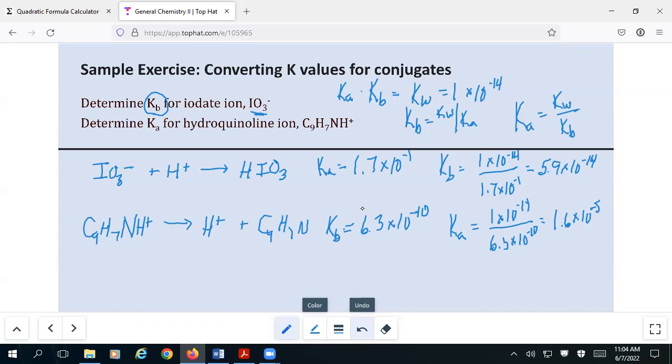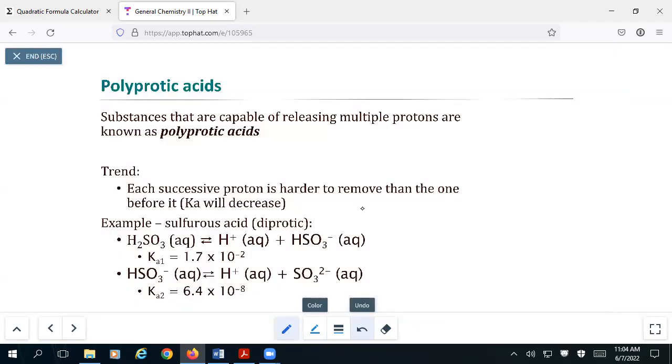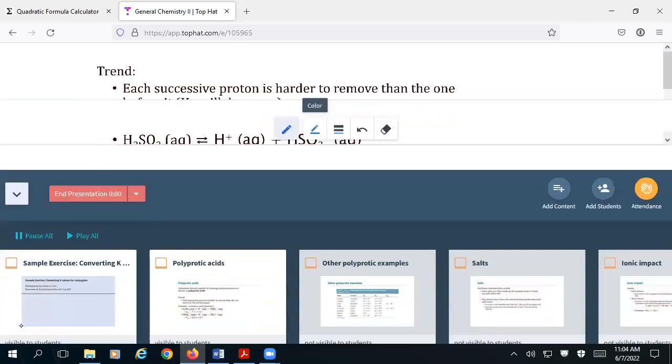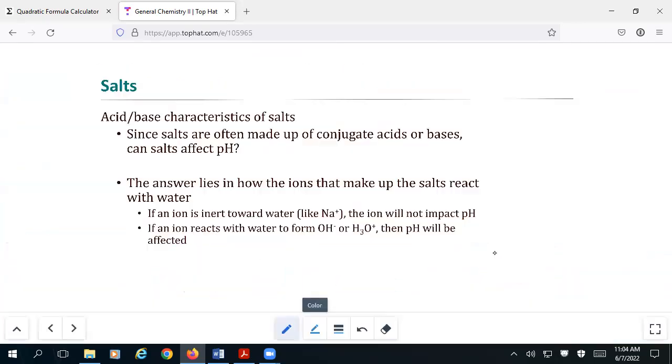Now, the question you might be asking yourself with this is, okay, I get that there is acidity and basicity in these conjugates, but where would we actually see these kinds of conjugate values? Why would we even care about this kind of stuff in the first place? What is the application? Well, we'll come to polyprotics here in a second. The application here is in salts.